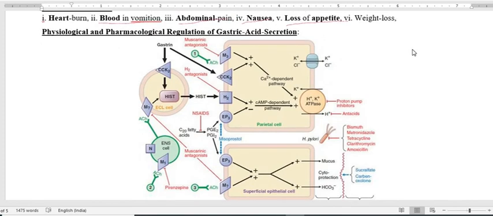So now we have to go through the physiology of acid secretion. We are going to discuss the physiological and pharmacological regulation of gastric acid secretion.